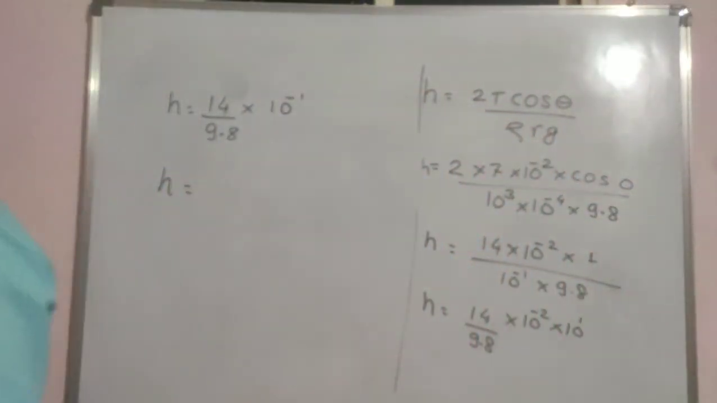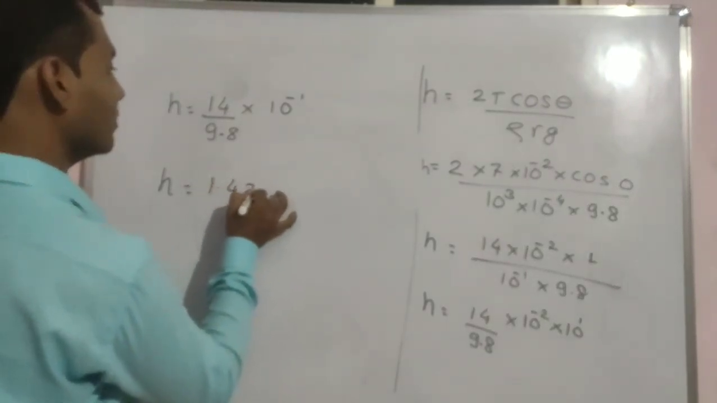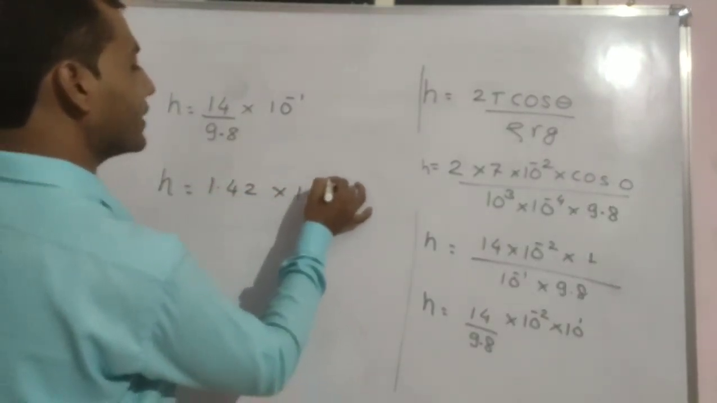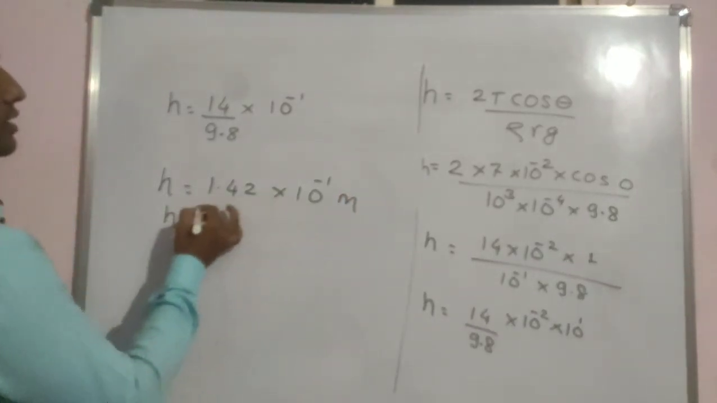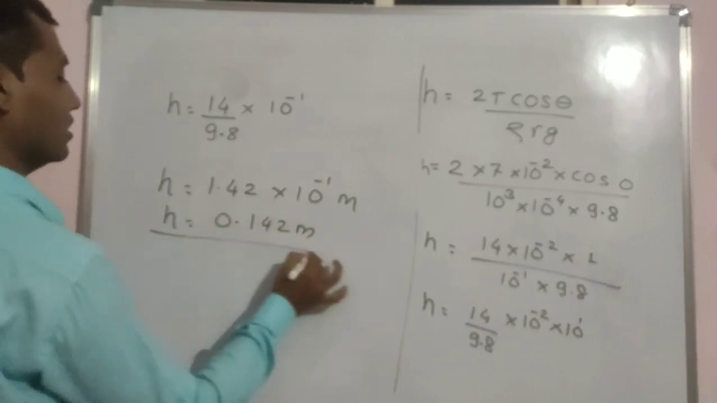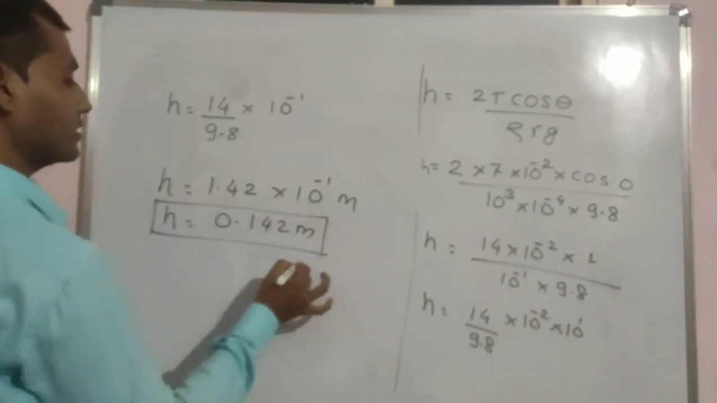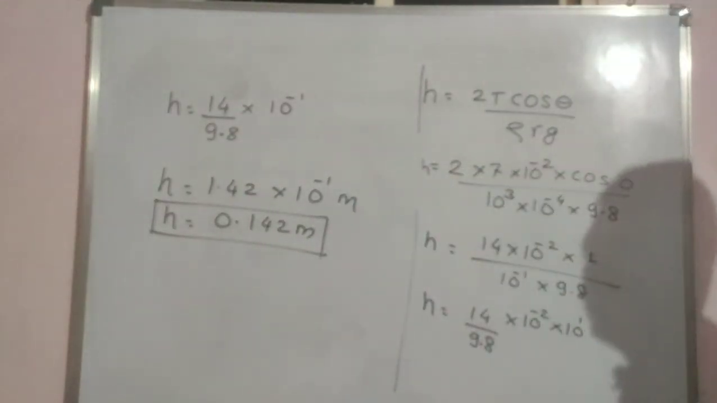So you will get 1.42 into 10 to the power minus 1 meter, and this is nothing but 0.142 meter. So this is our answer: h is equal to 0.142 meter. Okay, so let's see the next problem.